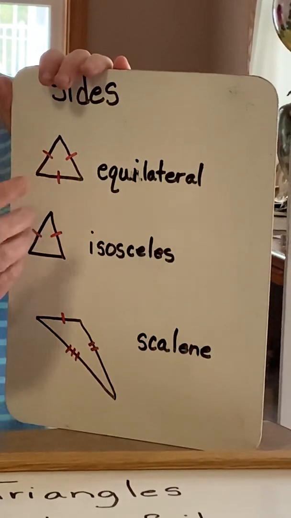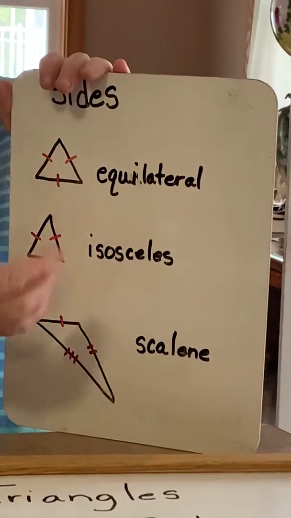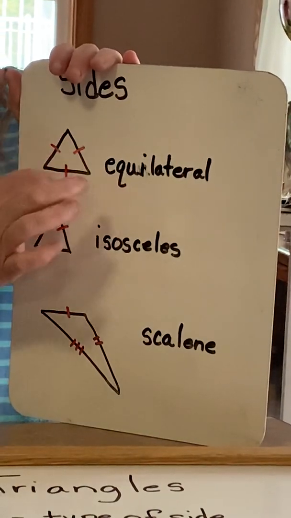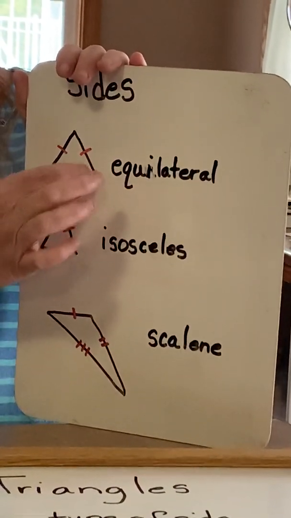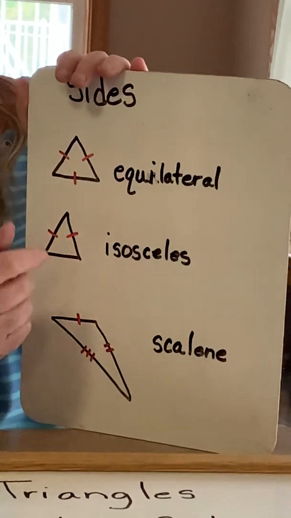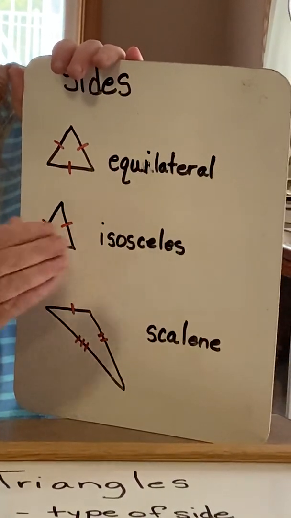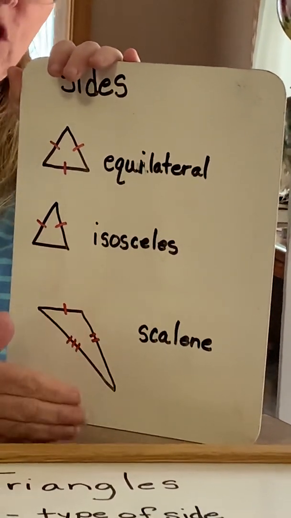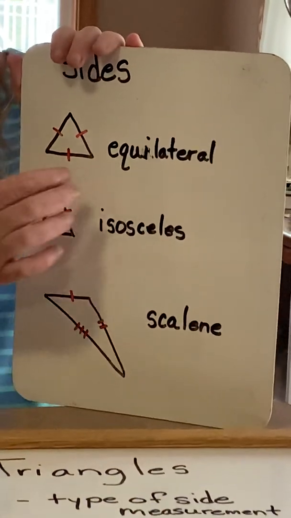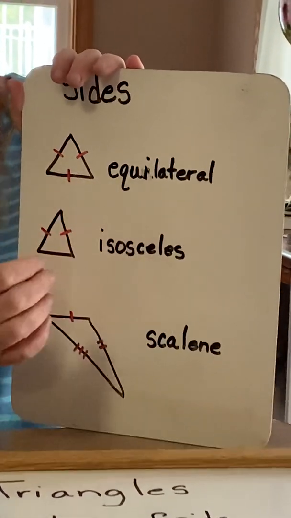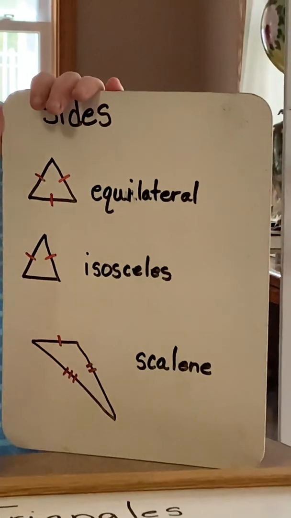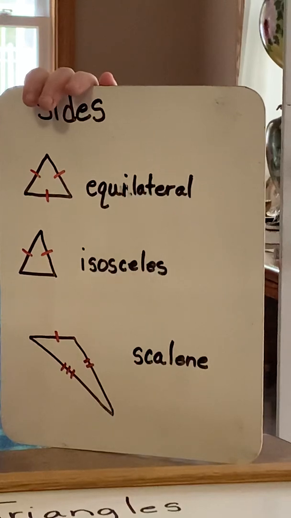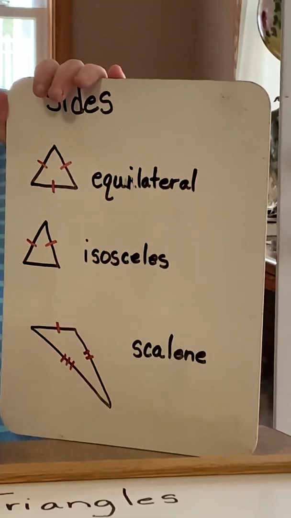All three angles will be acute, because equilateral not only means equal sides, it also means equal angles. So if the inside has to be 180 degrees, then each angle would be 60. So each one of them is going to be acute. So you're never going to have a right equilateral or an obtuse equilateral. You're always going to have an acute equilateral. In isosceles, you could have a right isosceles. You could have an acute isosceles.